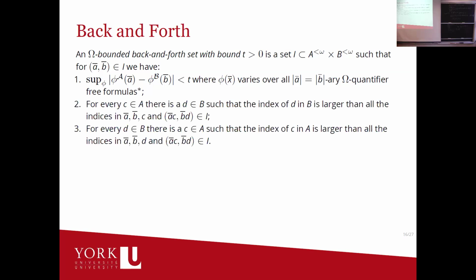And I have extension properties. If a pair AB is in my set, then for every C in A, I can find a D in B such that AC, BD is in my set. So I can extend on one side, I can extend on the other, and I have this weird condition on the index of the thing I'm adding on the other side. For any C, I can find a D whose index is larger than all the indices that have appeared before, and I can extend.